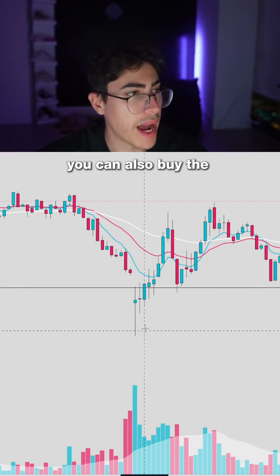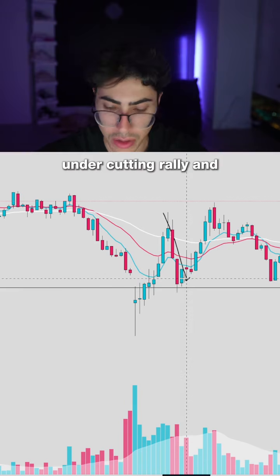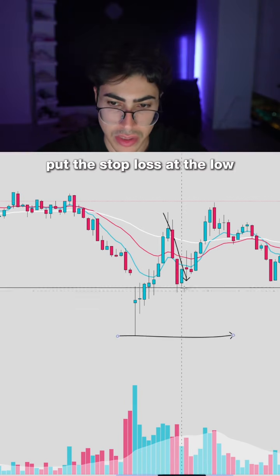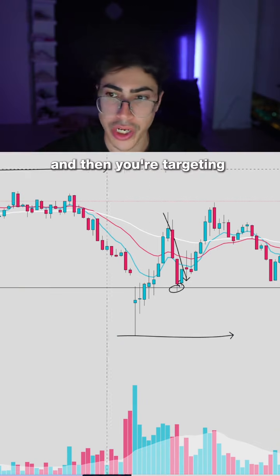You can also buy the stock as it retests the undercut and rally, and then do the same thing, put the stop loss at the low, buy right here, and then you're targeting the previous day's high.